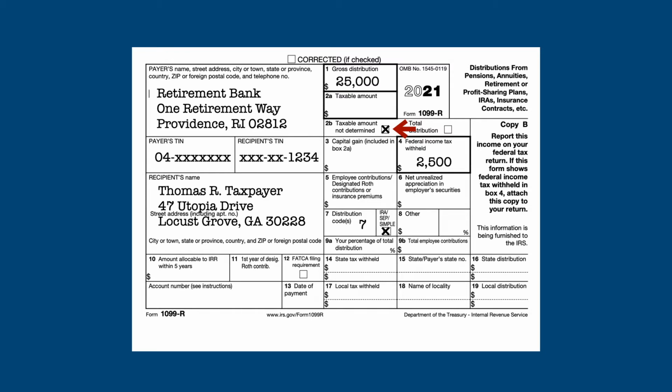The IRA/SEP/SIMPLE box should also be checked. The amount in box 2A might be blank, or it might equal the amount in box 1. Since many people have confused a blank box 2A with a taxable amount of 0, to be on the safe side, many payers put the full amount of the distribution in box 2A. But that doesn't necessarily mean the entire amount is taxable.